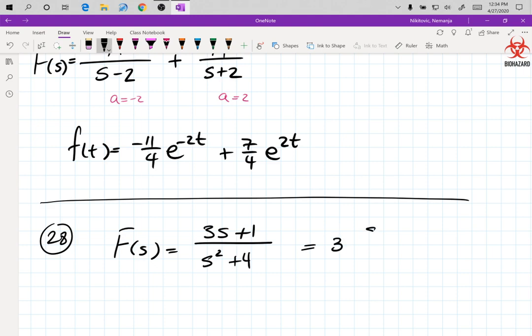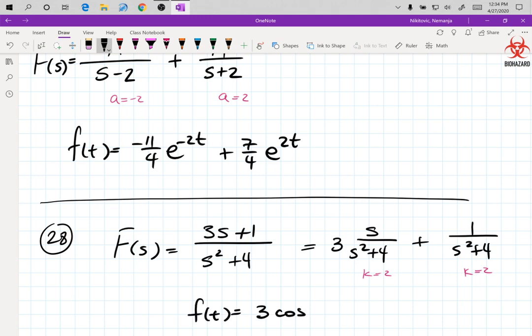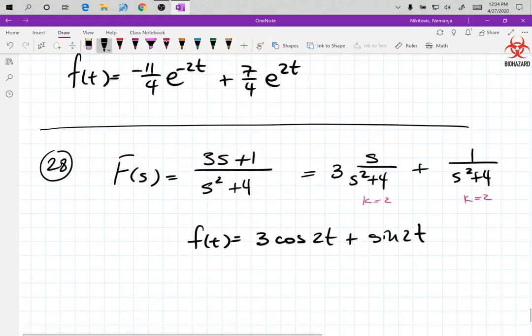You have your 3 times s over s squared plus 4 plus 1 over s squared plus 4. Your k is 2 in each one of these. The one with the s on top is a cosine, so you just write your f of t: 3 cosine 2t plus 1 times sine 2t. There is nothing to do here.